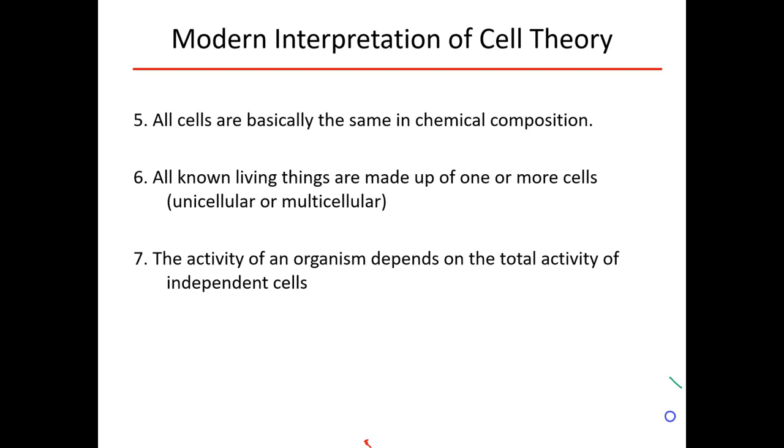Cells are basically the same in chemical composition. If I looked at a cell from a yeast and I looked at our cells, they generally have the same makeup. They have a few different arrangements of things, but the basic makeup is the same. All living things are made up of one or more cells. If we're made up of one cell, we're called unicellular, and if made up of two or more, multicellular. The activity in an organism depends on all of the activity of the individual cells working together.